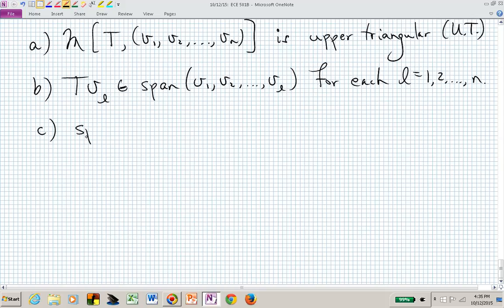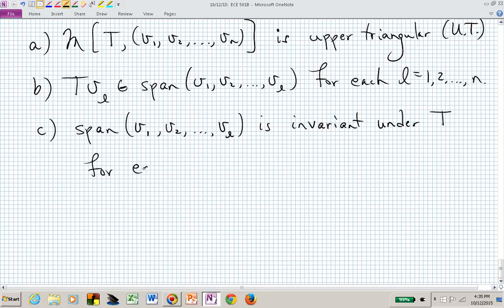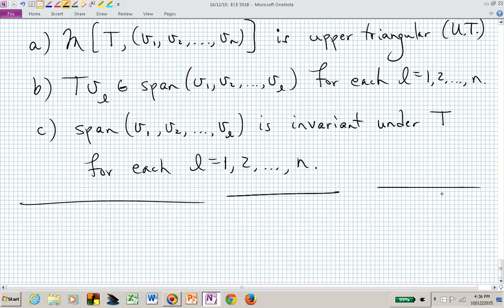We can also say that those two statements are equivalent to the span of V1, V2 up to V sub L is invariant under this linear operator T for each L equal to 1, 2, up to n. Is it clear what we mean by invariant?